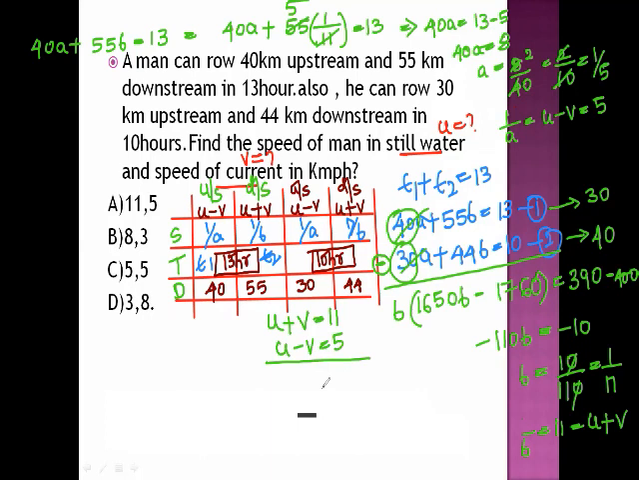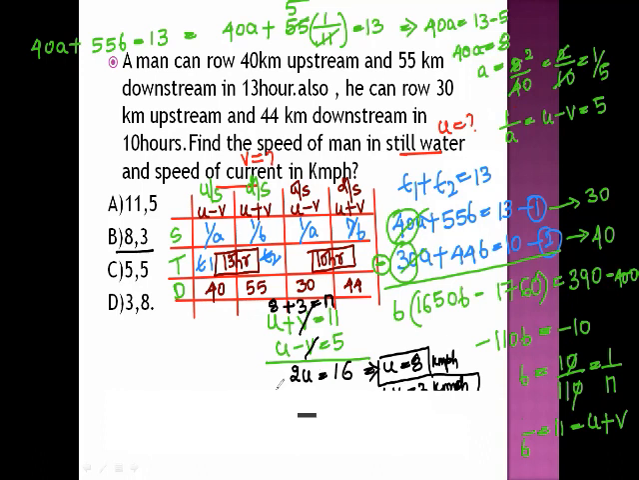Now you simplify these equations. When you add both equations, v will get cancelled. You will get 2u is equal to 16. So this implies that u is equal to 8. When u is equal to 8, how much you need to add to get 11 from the above equation? You need to add 3. So therefore v is equal to 3. This is kmph. This is also kmph. So u is equal to 8 and v is equal to 3 is the answer for this question.